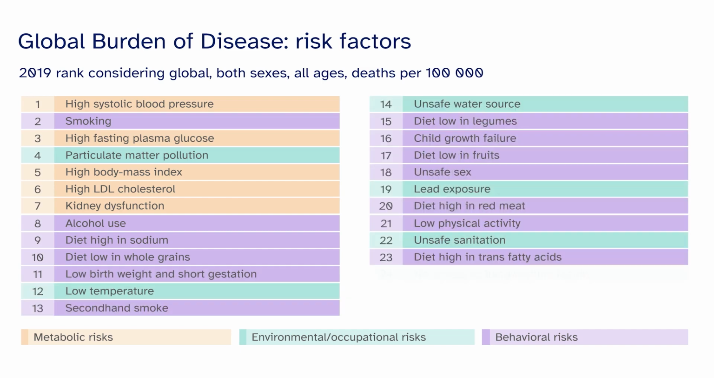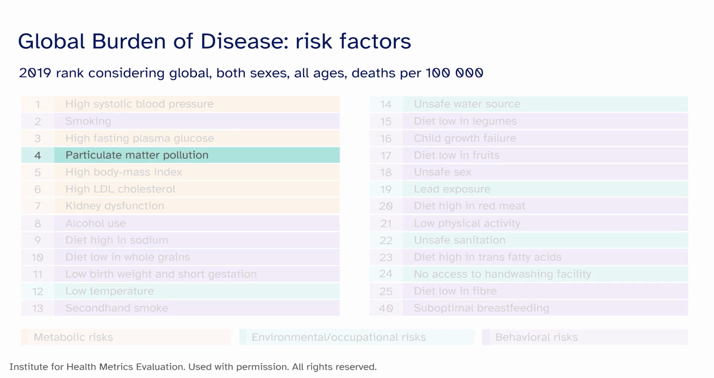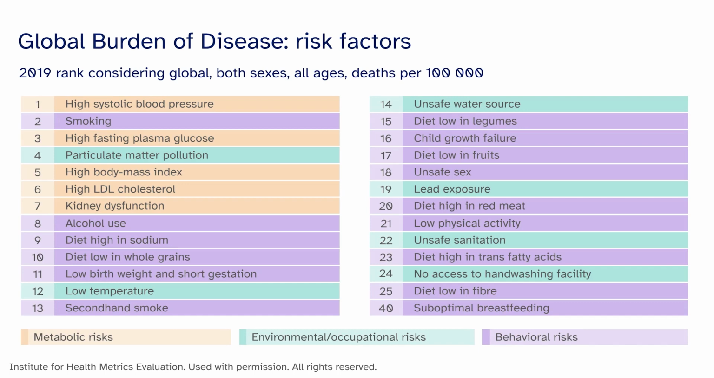Using information from epidemiological studies, the Global Burden of Disease Project attributes fractions of the burden of disease to various risk factors. Particulate matter air pollution is the 4th highest cause of death among all risk factors, considering all ages and both sexes, ranking just below high systolic blood pressure, tobacco smoking, and high fasting plasma glucose.